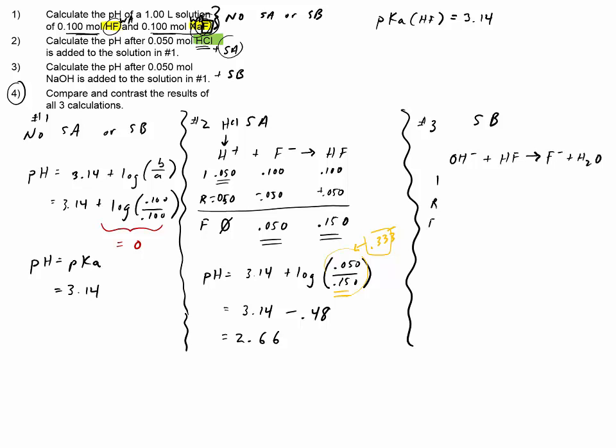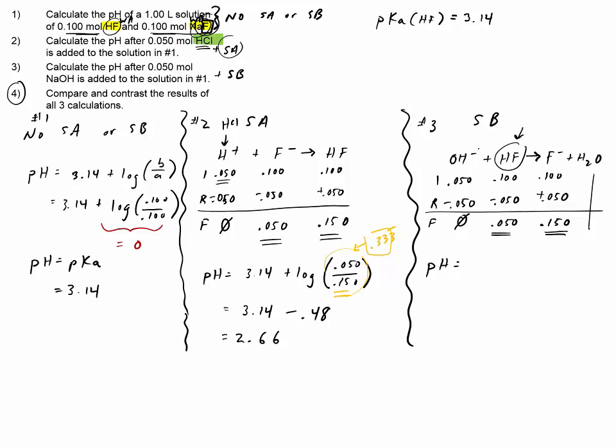Okay, set up our ICE table. And this is 0.050. This is 0.100, 0.100, and water doesn't really matter. Okay, so this is minus 0.050. So our strong base will be fully consumed here. And this is going to go down to 0.050, and this goes up to 0.150. All right, so now we're ready to calculate the pH. We see that we still have our buffer because we had enough of this to consume all of the OH and have some left over.